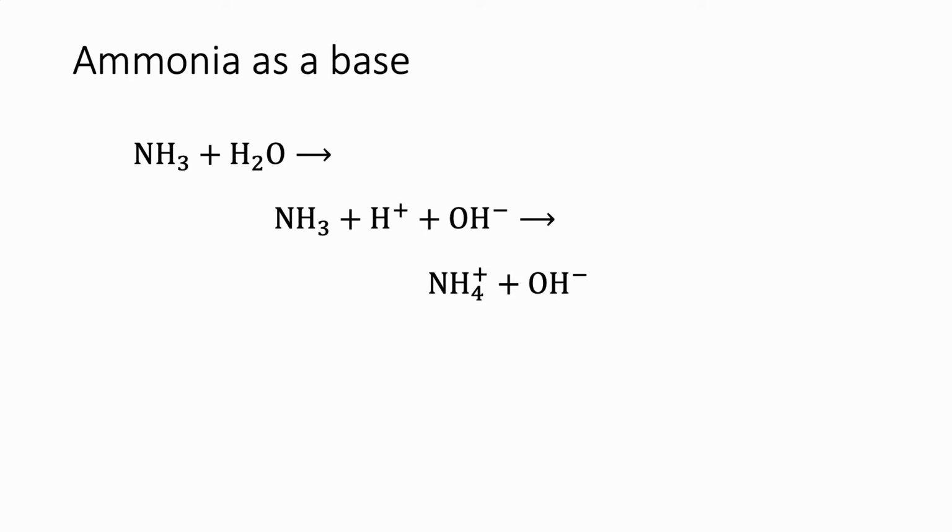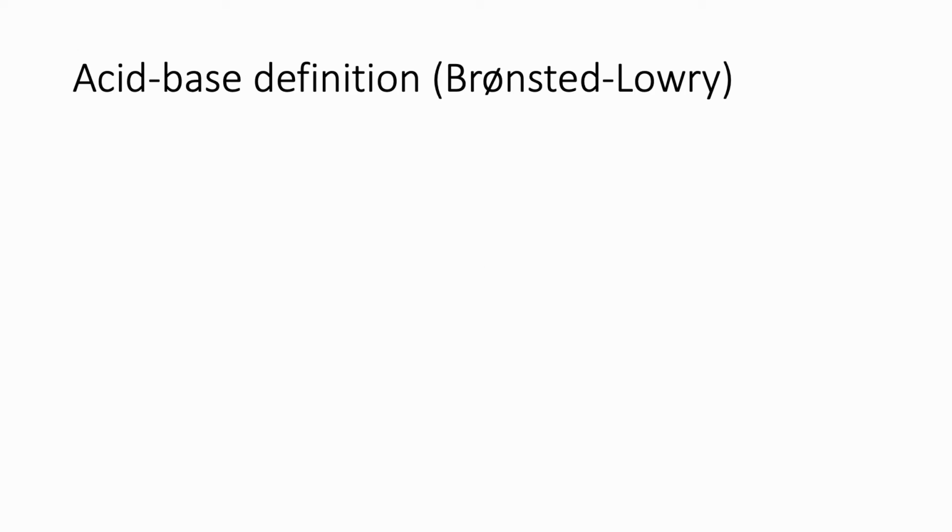So ammonia does meet the criteria for an Arrhenius base, but it's really hard to look at NH3 and say, hey, this is going to make OH-. And so we have a different definition of acids and bases from Bronsted-Lowry, where an acid is a proton donor and a base is a proton acceptor.